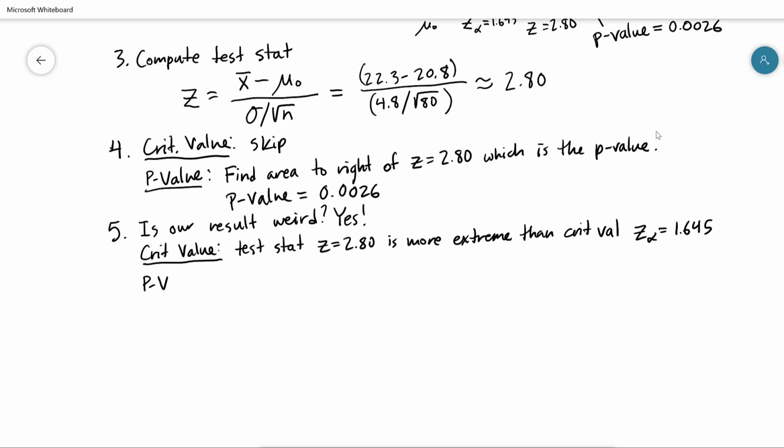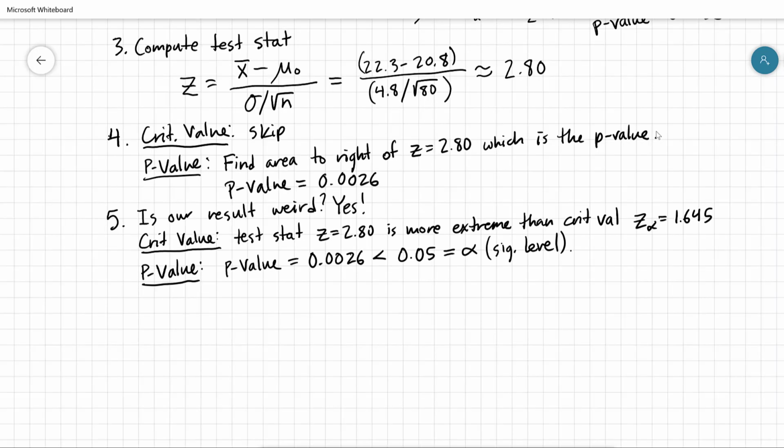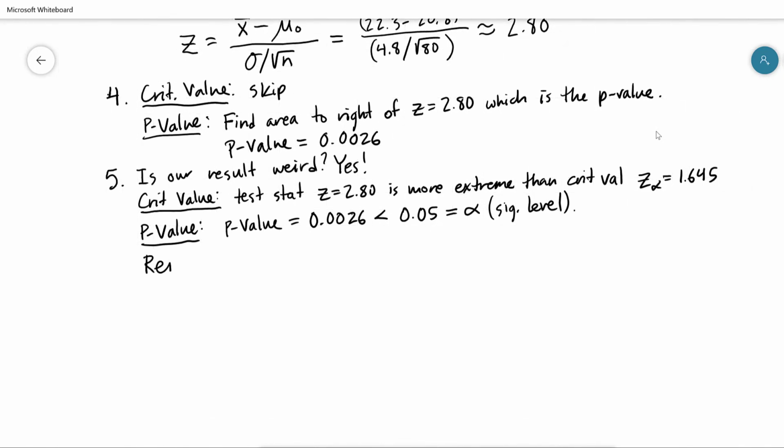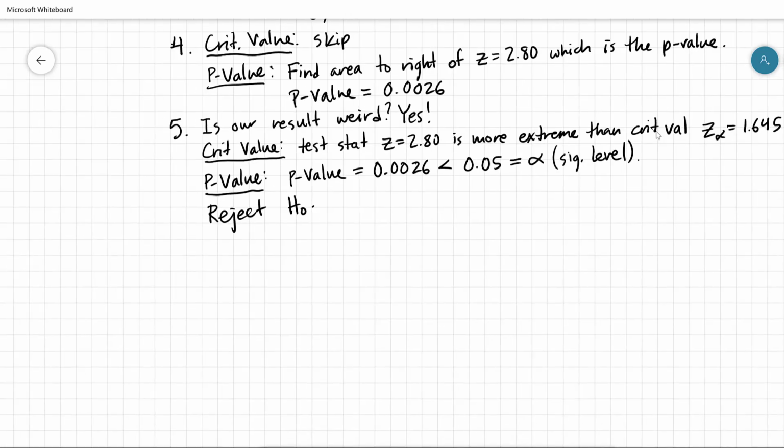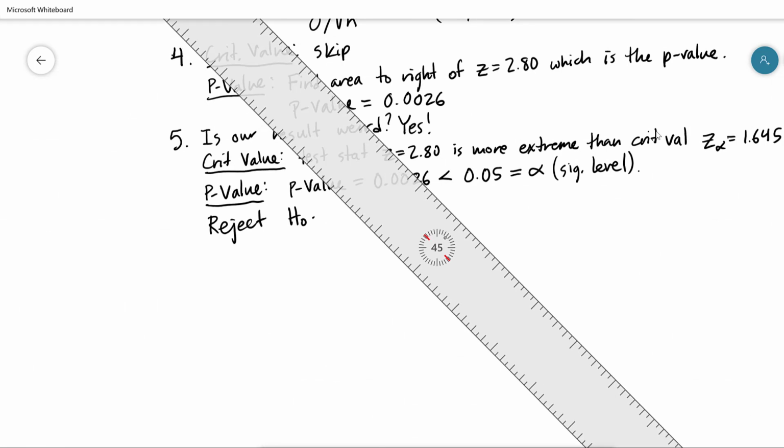If we're doing the p-value method, we likewise know our result was weird because our p-value, which is 0.0026, is less than 0.05, which was our value of alpha, our significance level. So there's the criteria. We got a weird result. Because our result is weird, that means we should reject the null hypothesis. They're only weird under the assumption that the null hypothesis is true. So, we get rid of that.